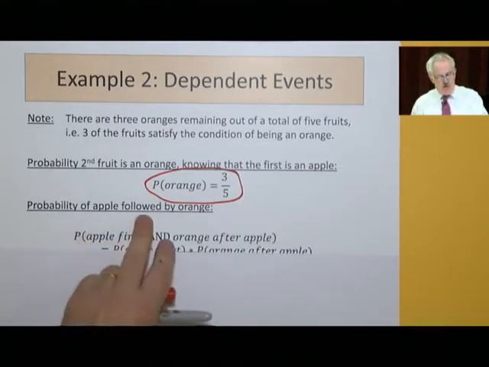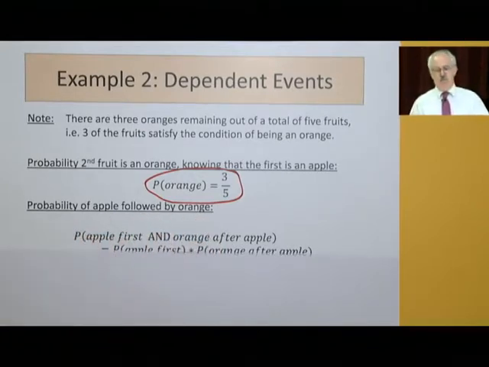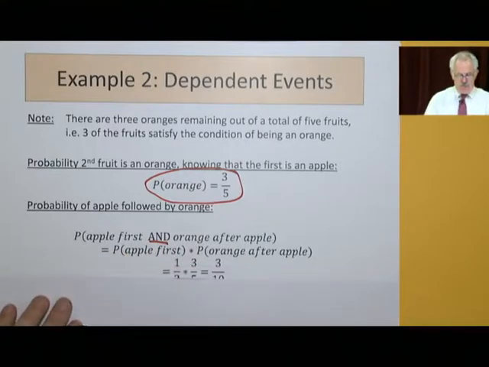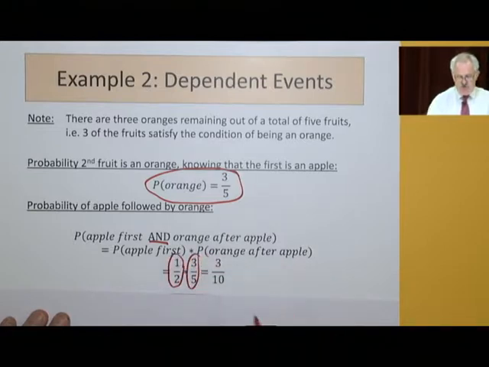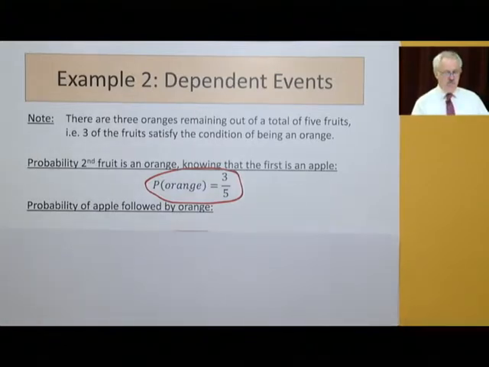Now, if we want the probability of an apple followed by an orange, we say this and this. So the apple first, and orange after apple. Apple first is 1 over 2. The second one is 3 over 5. Multiply the two together. 1 by 3 is 3. 2 by 5 is 10. And that's that one done.